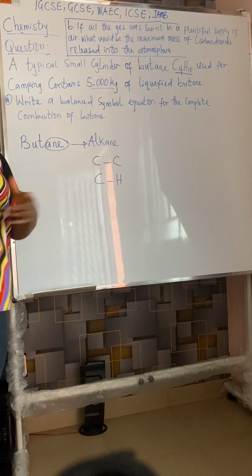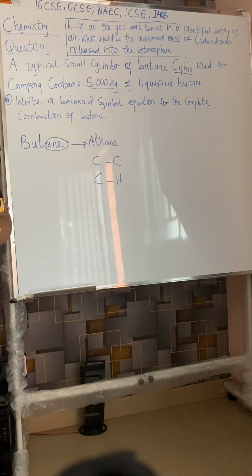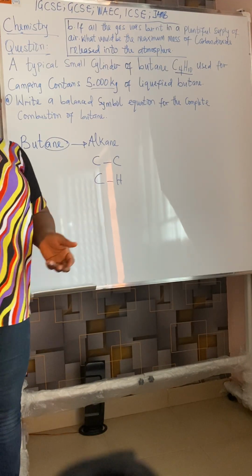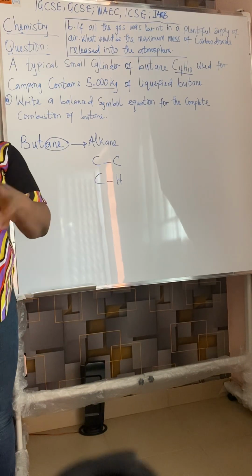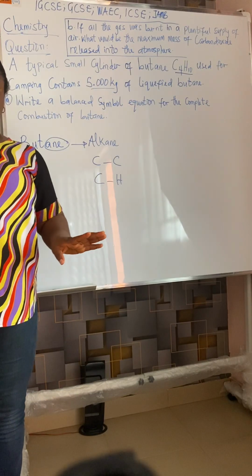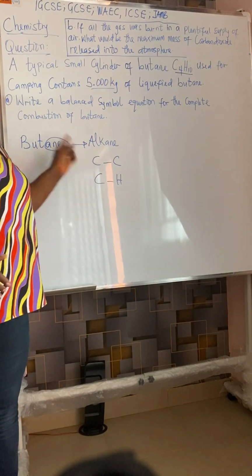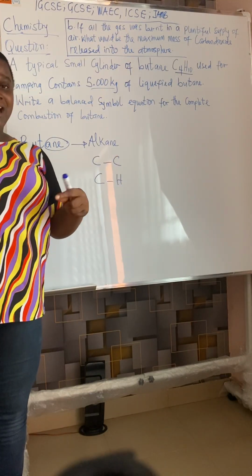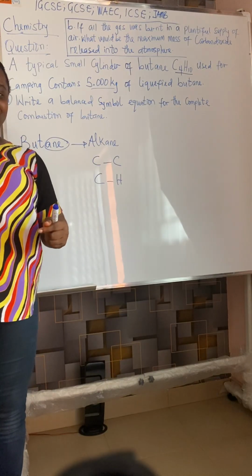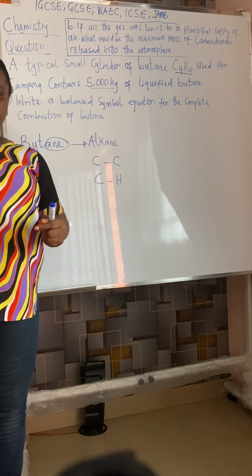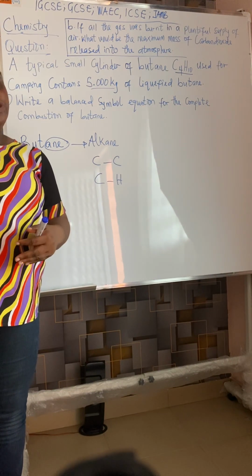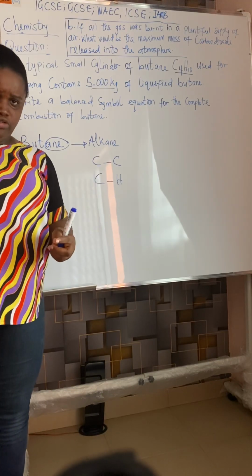So alkane is a hydrocarbon. What is a hydrocarbon? A hydrocarbon is a compound made basically of what? Carbon and hydrogen. That's a hydrocarbon. And alkane is the simplest and even the most useful of all the hydrocarbons. Why? Because these alkanes, in terms of molecule size, are small. And the smaller the molecule size, the better. Because there are actually some properties that are dependent on the molecule size of a hydrocarbon.